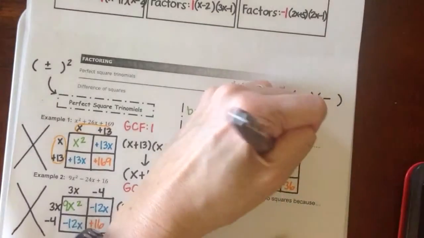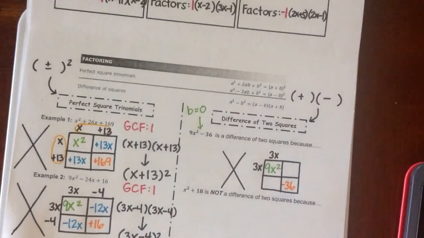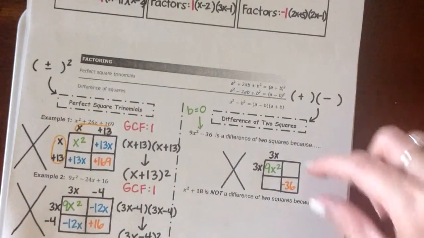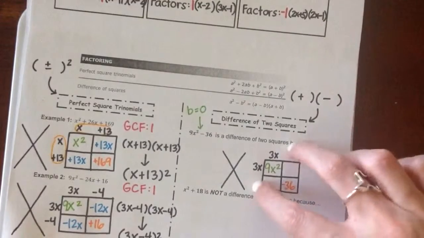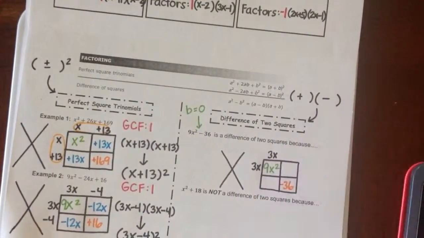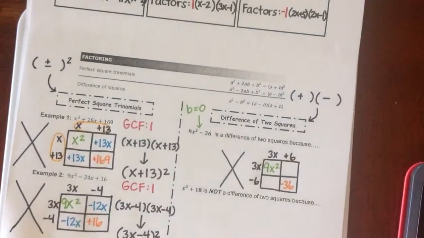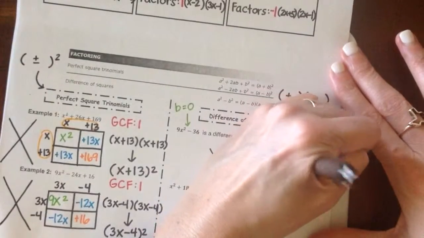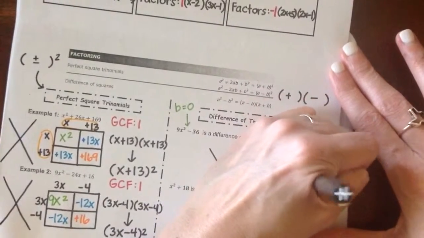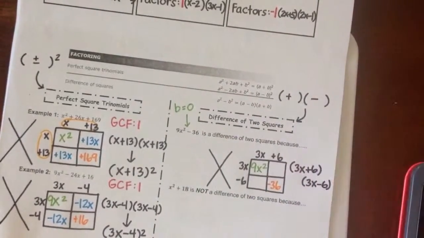Well, I already know that this is going to be 3x and 3x because these are going to match, except one's going to be addition, one's going to be subtraction. And then if I want to think about this, what is two numbers that are the same, one positive, one negative, that multiplies to make 36? And the answer is a positive 6 and a negative 6. And so now this is going to give me 3x plus 6 times 3x minus 6. So you can see both 3x's, both 6's, one's addition, one's subtraction.